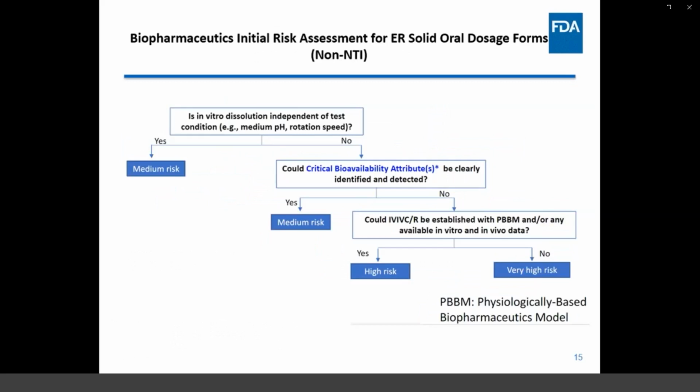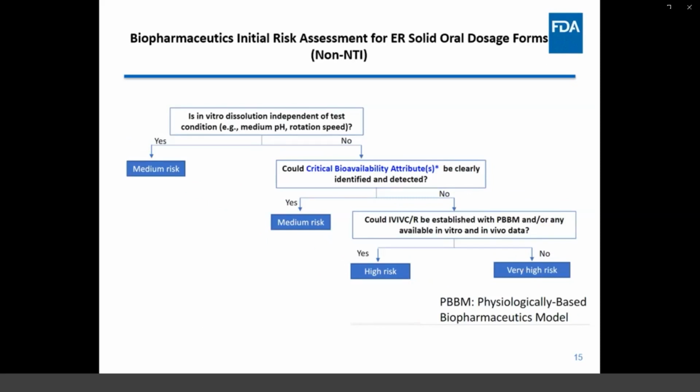Next, I'll move on to looking at extended release solid oral dosage forms. And again, this example decision tree does exclude narrow therapeutic index drug products. Here, the questions are a little similar, but based off of the characteristics known for an extended release product. The first question is, is the in vitro dissolution independent of test conditions, for example, the media pH, rotation speed?